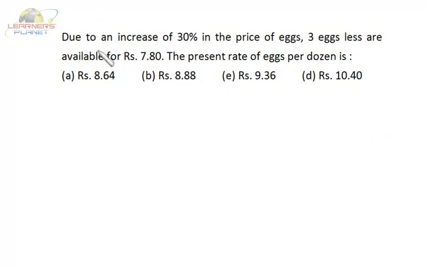See this question. Due to an increase of 30% in the price of eggs, 3 eggs are less available for 7.8 rupees. What is the present rate of eggs per dozen? Now let's assume the present quantity which we are buying is x. Now, if price is 30% increased, that means the new price is 13 by 10 of the previous price.